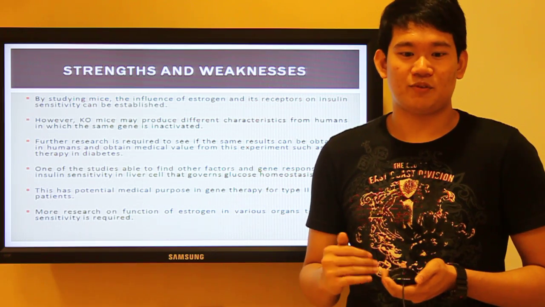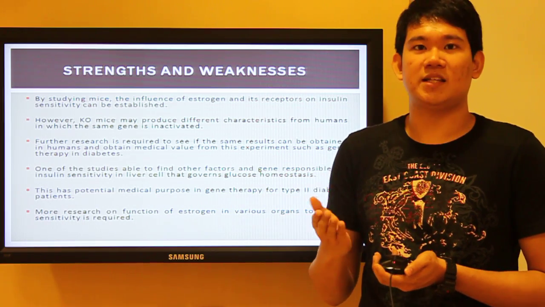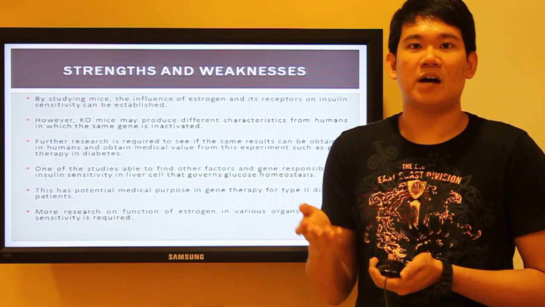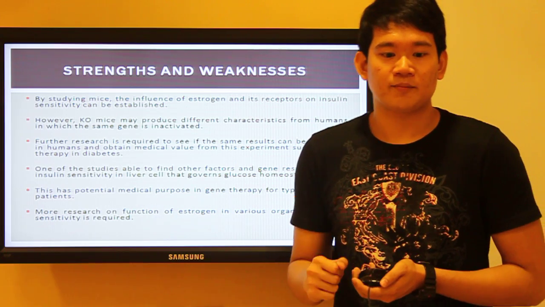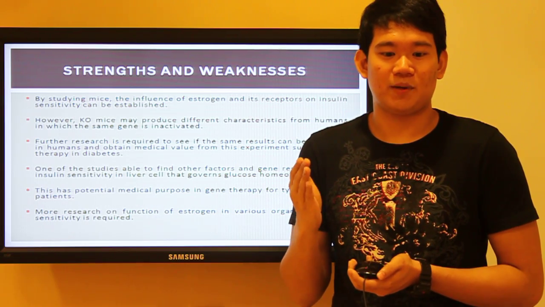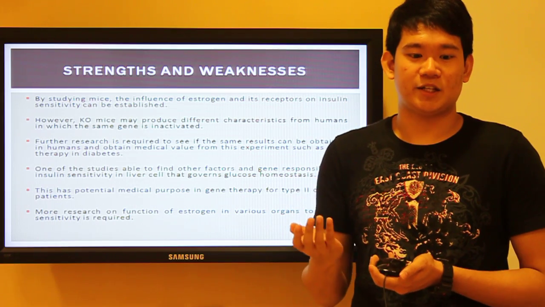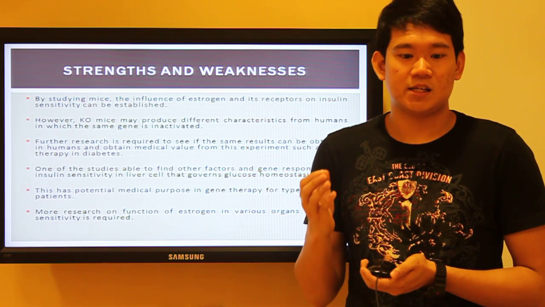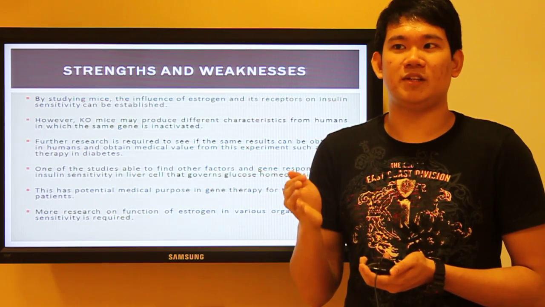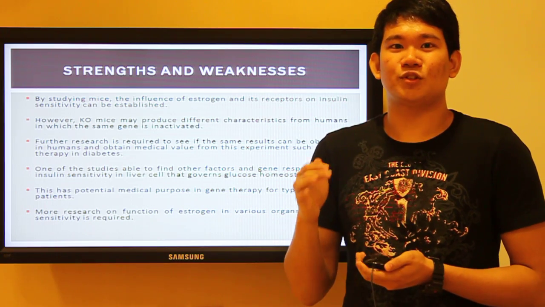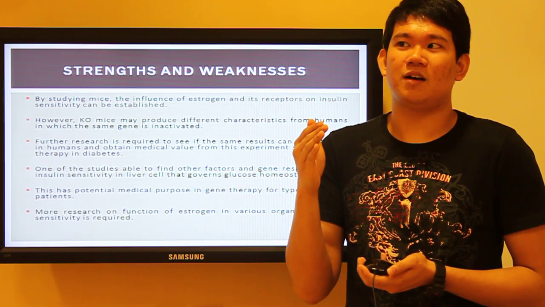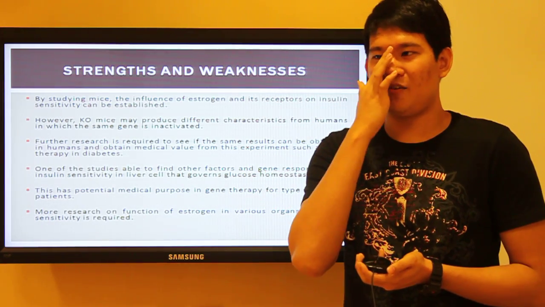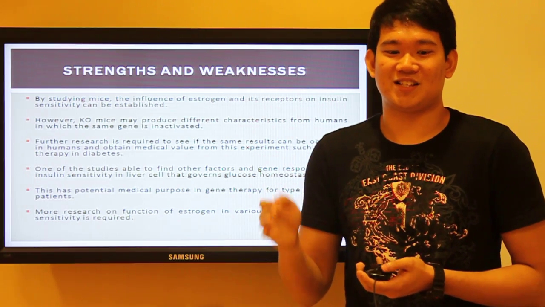One benefit of the studies is that we are able to find other factors and genes responsible for insulin sensitivity in other organs like the liver, which also governs glucose homeostasis. This, of course, has potential medical purpose in gene therapy for type 2 diabetic patients. However, more research needs to be done on the function of estrogen in various organs for insulin sensitivity. Current research trends also show a shift from estrogen receptor alpha to beta, hence there is now more focus on the beta estrogen receptors.